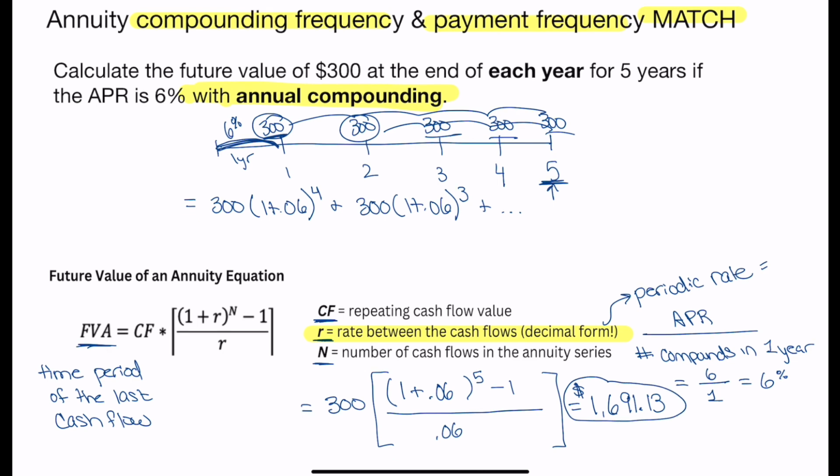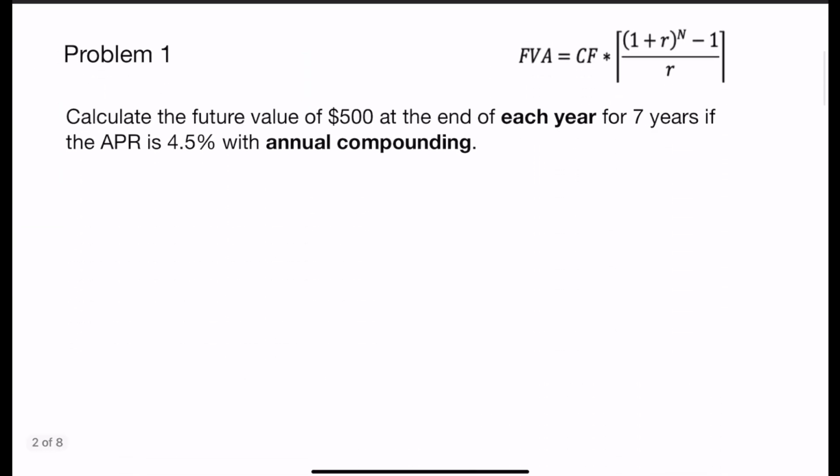Now the way this equation is designed, the value that came out of this equation is telling us the value in the time period of the last cash flow. So this value is in year 5, right? We took all these cash flows forward to right here. That is where it's giving us the future value of the annuity too. Now let's look at the next example.